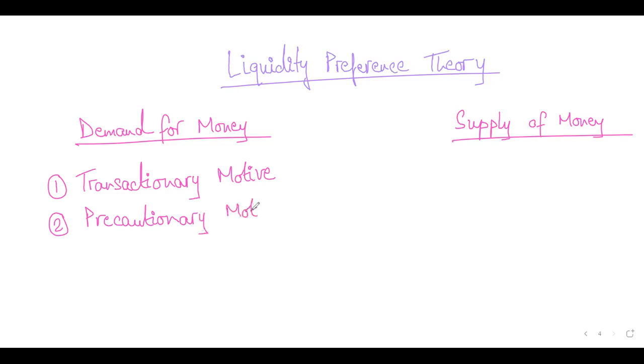Now, if you remember, in the last class we also talked about this. I'll explain again what each of these three motives means, and then we will look at the graphs. The first one is very simple and obvious: you need money to make transactions. I go to a shop to buy something, food, clothes, whatever I need. I will always need cash to buy goods and services. So that's the transactionary motive.